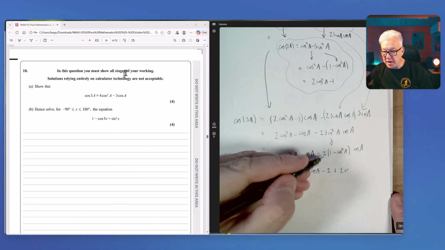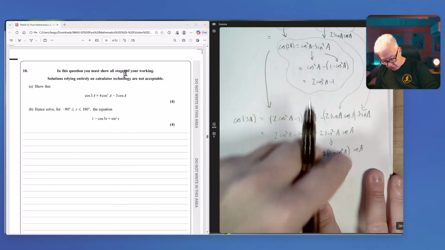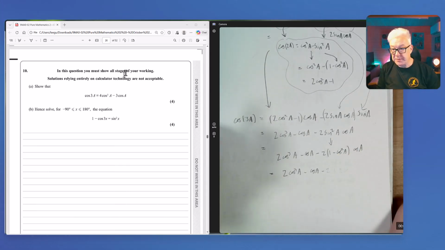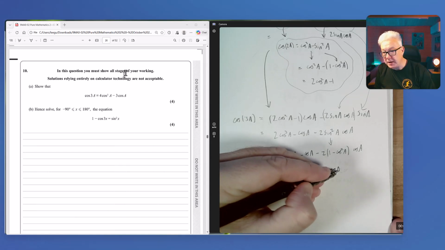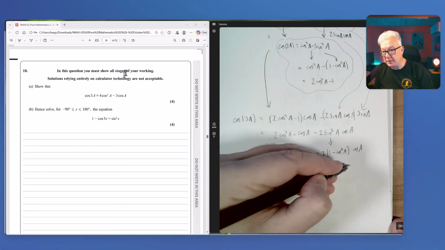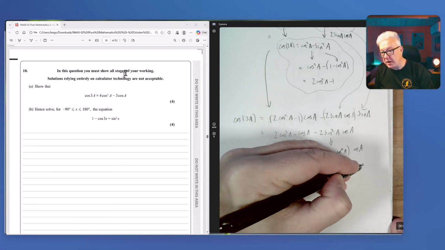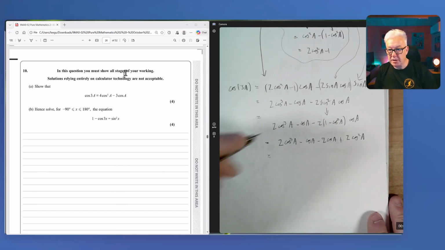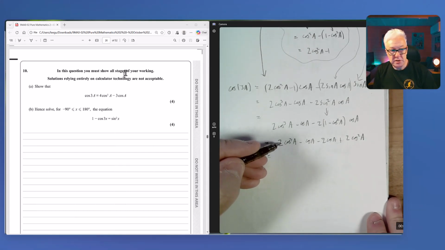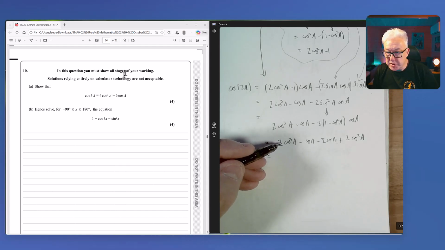When we expand this bracket, just make sure we get that correct. When we expand that bracket, that is going to be minus 2 lots of cos A and plus 2 lots of cos³A. Okay, good.